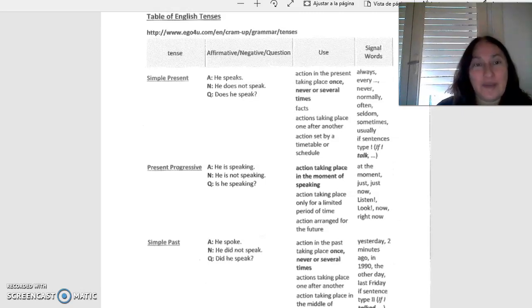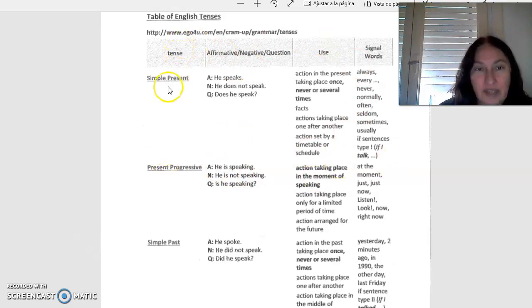Hello, everybody. Well, the idea is to have a discussion on this table of English tenses. My idea is to work on the present tenses together. Let's have a look at the table and see how it is organized, the kind of information it includes.